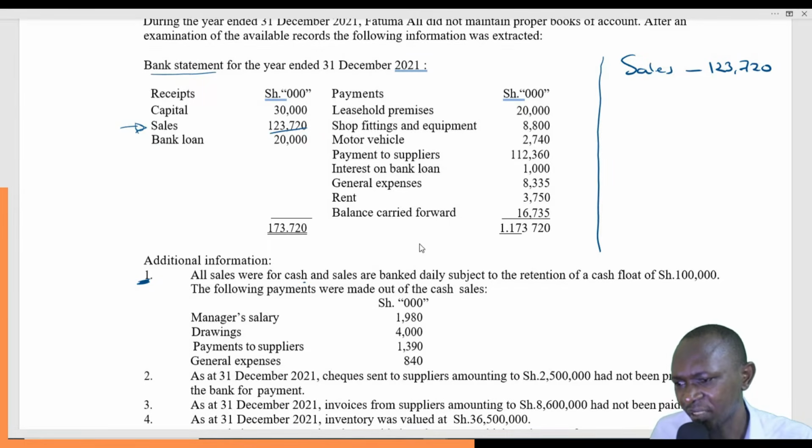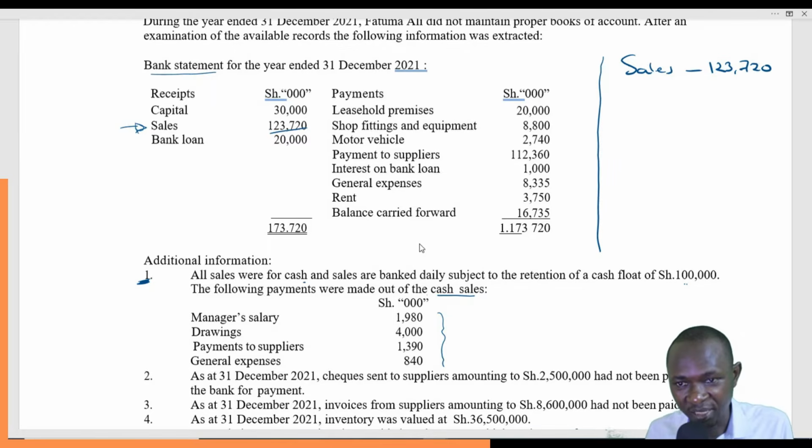And sales are banked daily subject to the retention of cash flow of 100,000. So this 100,000 is part of the sales. The following payments were made out of cash sales, so these are also part of the sales. So we receive the cash, but all sales are for cash.